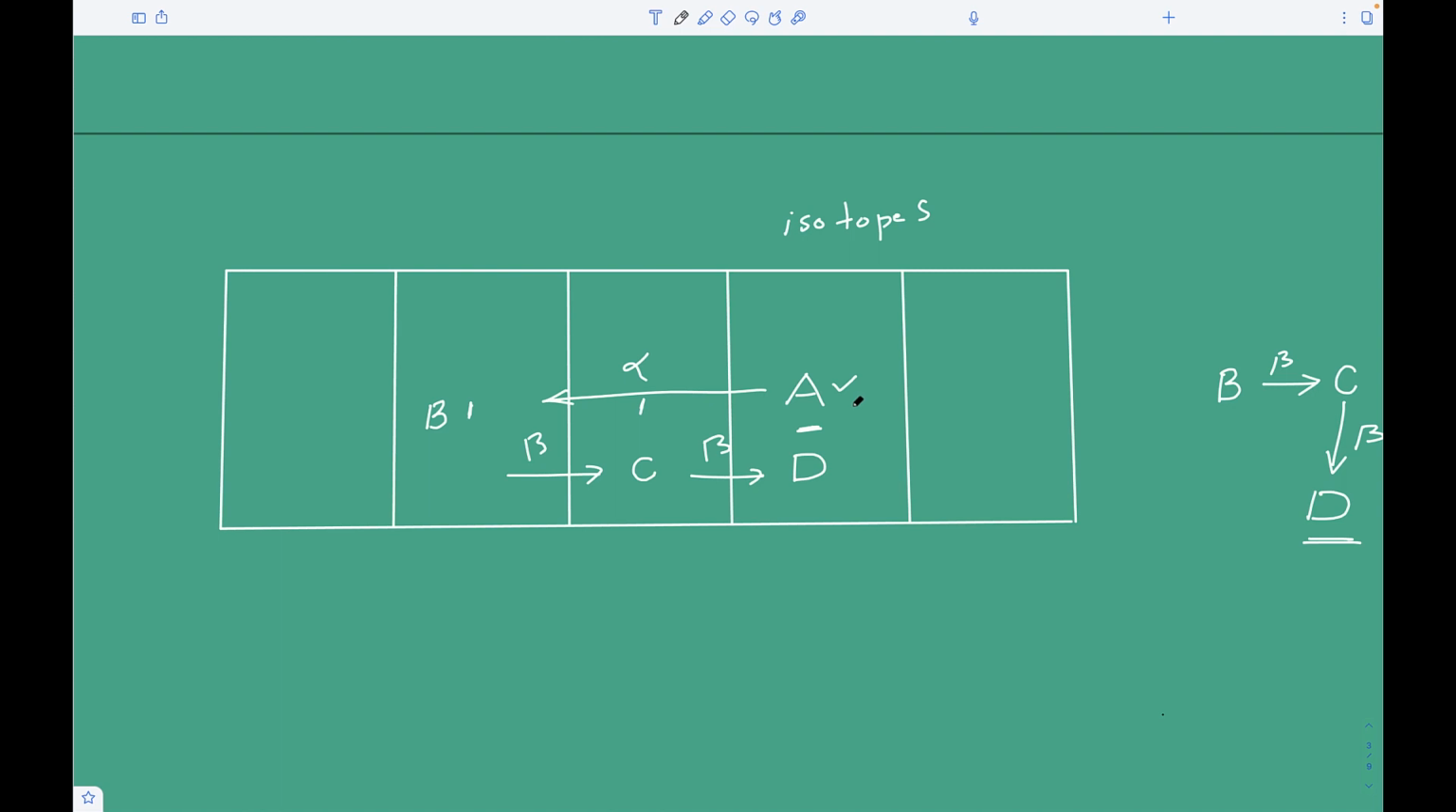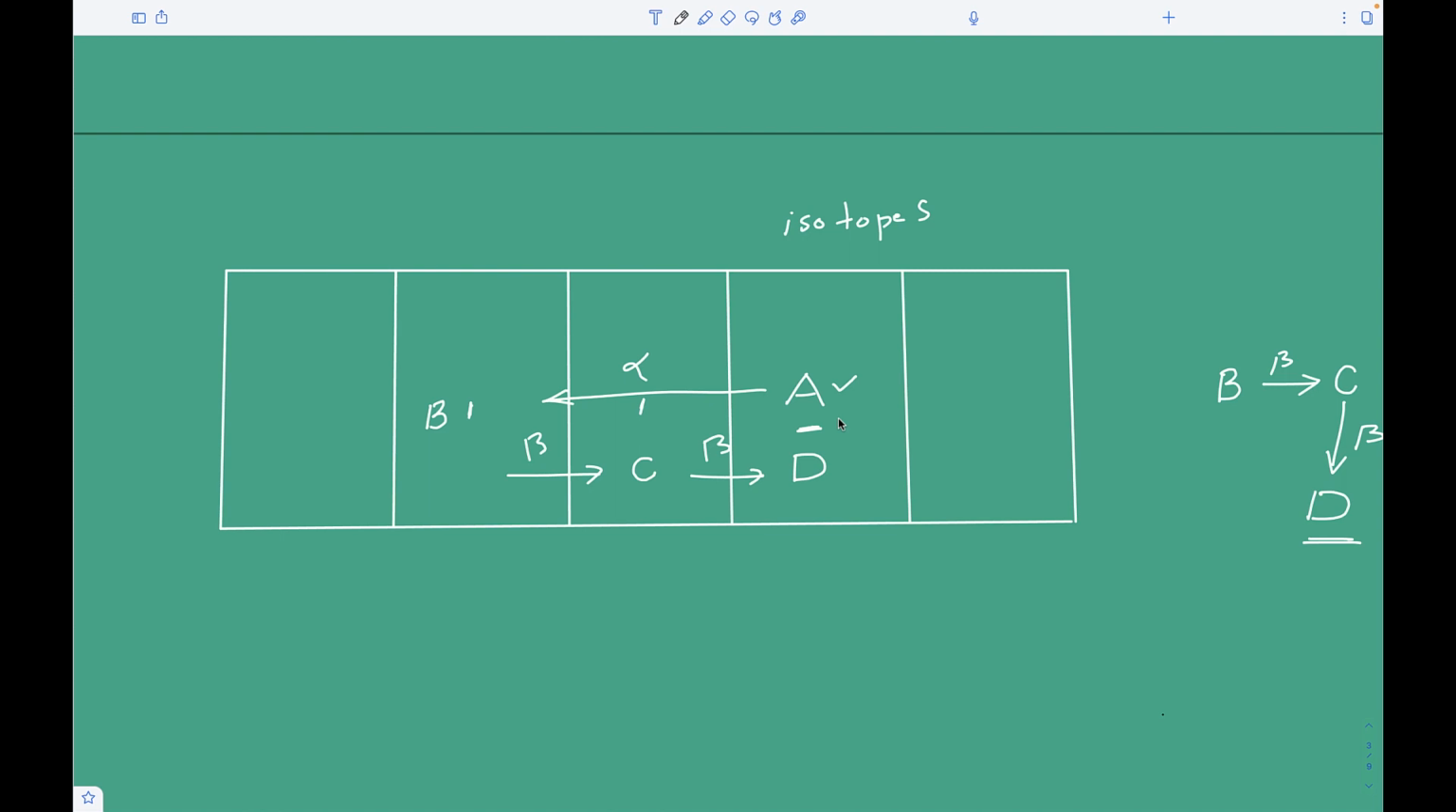Then Soddy took a mixture of A and D and tried to separate them by using chemical reactions or chemical methods. And he found that it was impossible to separate A and D by using chemical methods. I am not saying it is difficult. It is impossible to separate A and D by using chemical methods because they have identical chemical properties.